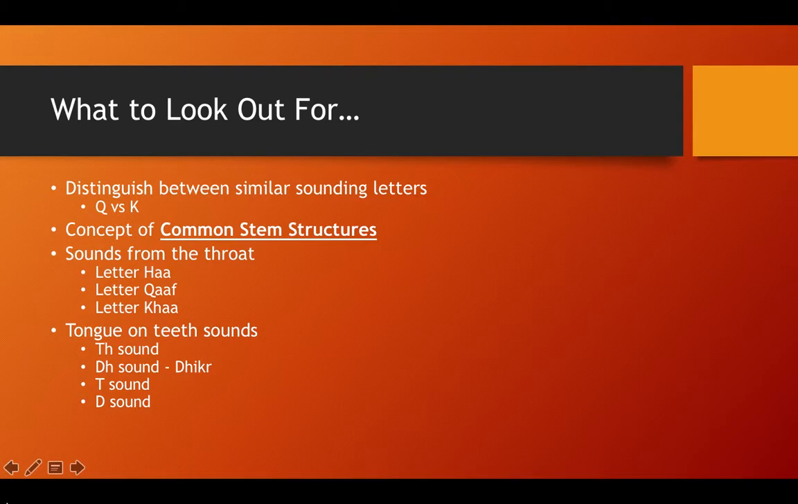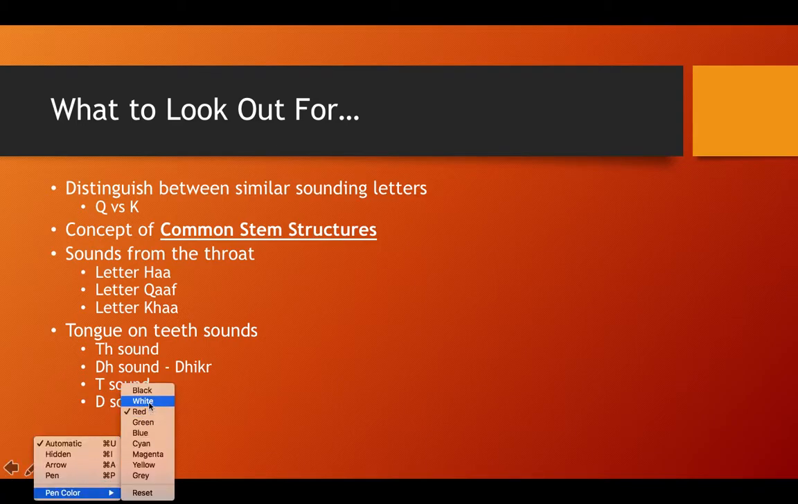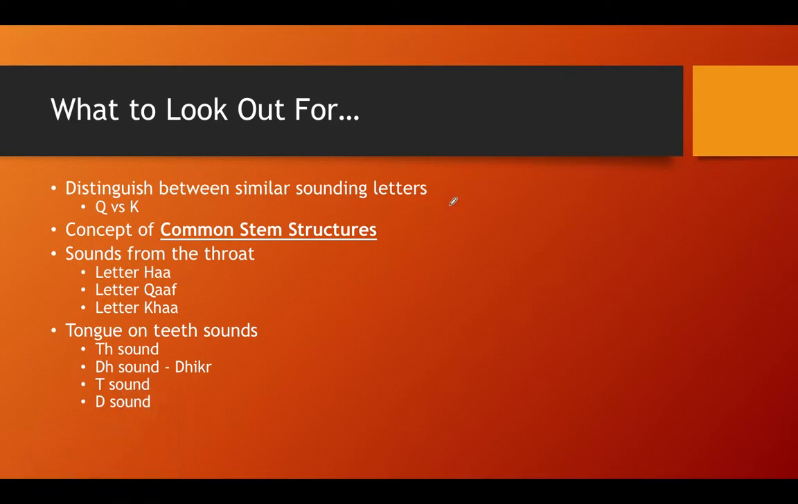Now this slide highlights some key points of this unit, objectives that you should be familiar with in order to make it easy to progress through this unit. The first thing is to distinguish between similar sounding letters, that is Q versus K. We talked about this before: the letter Q has a strong K sound versus the letter K, which has a weak K sound, right? So Q corresponds to the letter Qaf in the Arabic language.